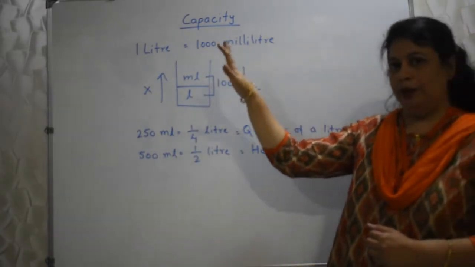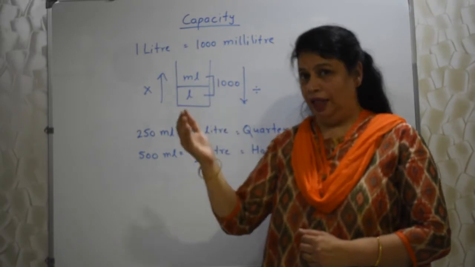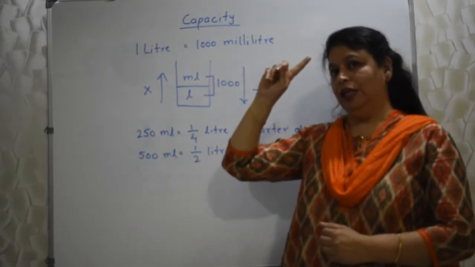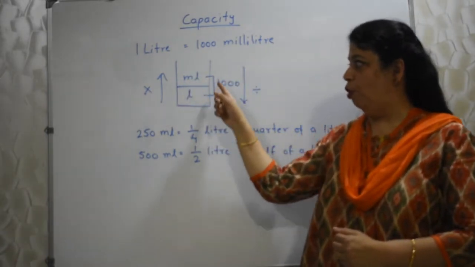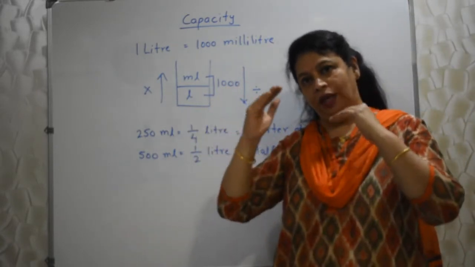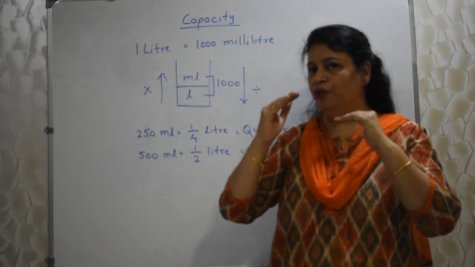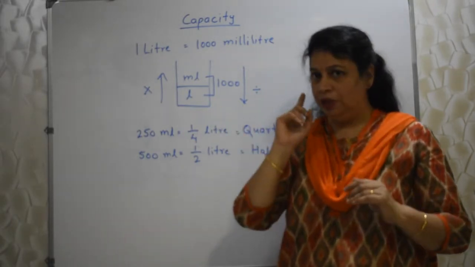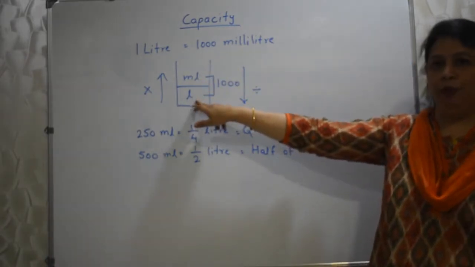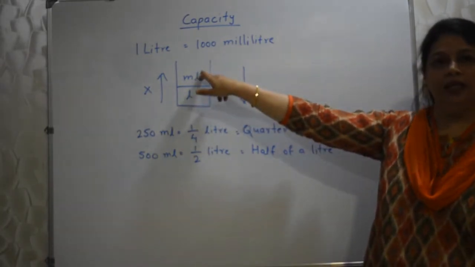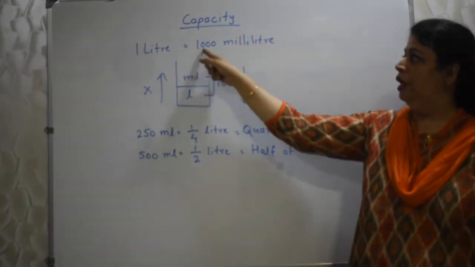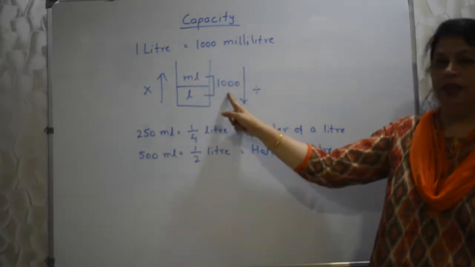Okay, in capacity, unlike length, there are only two things to remember. In mass and length also I have given you a box like this. So here also I am going to give you a box so that the conversion from liter to milliliter and vice versa becomes easy for you to remember. Liter is heavy, so I have put it down, and milliliter is light, so I have kept it on top. Now the relation between liter and milliliter is 1000. So I have written here 1000.